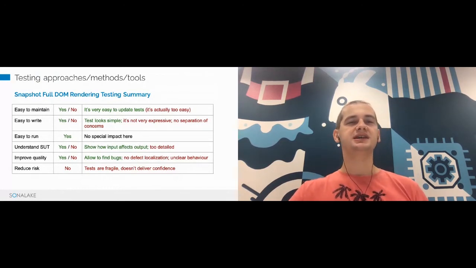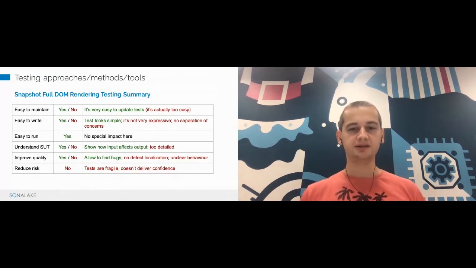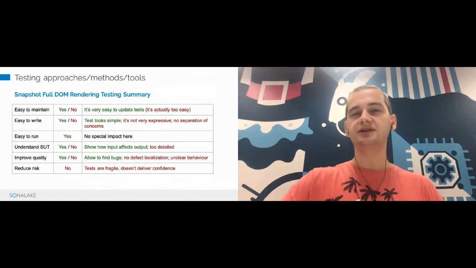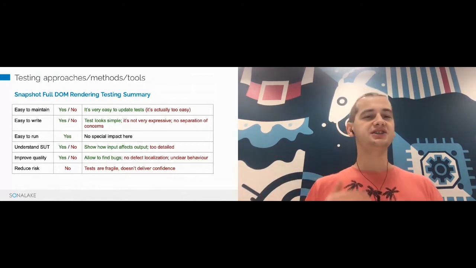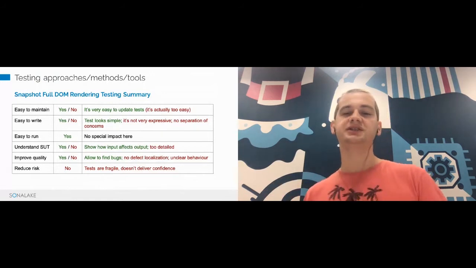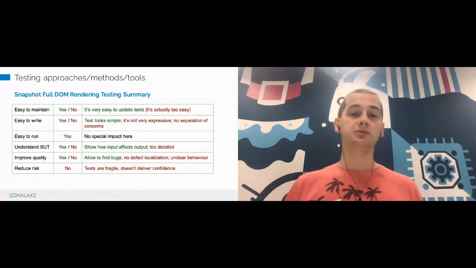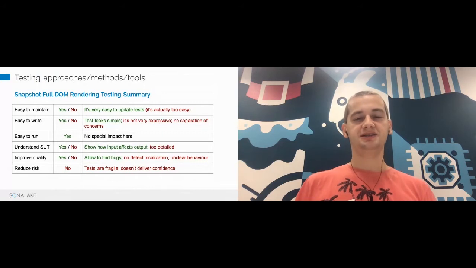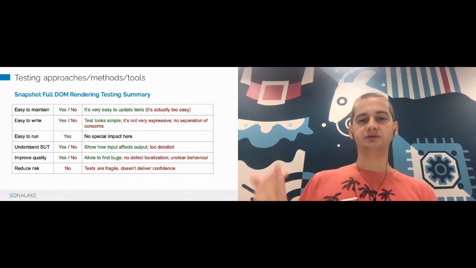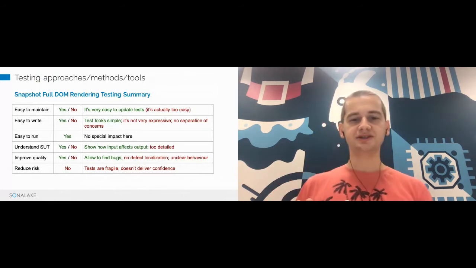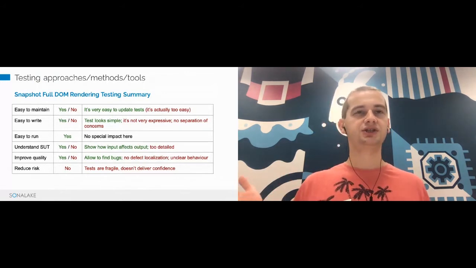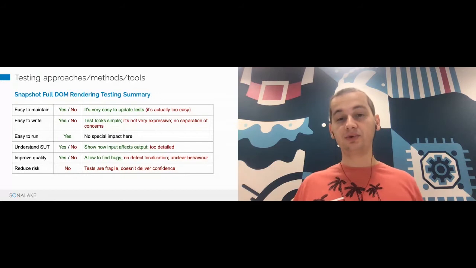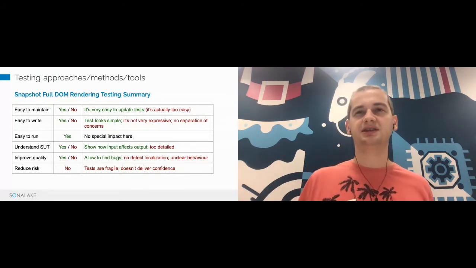Understanding the system under test. Well, yes, it gives me a result of how my component will look. However, for me, it's hard to read and hard to understand. So it's actually not very helpful because of too many details. Improve quality. Well, yes, it allows finding bugs. As you've seen, I can easily find the bug. However, there is no defect localization because it just shows everything. So I'm not able to find where exactly it fails. I can get the report of impact on the system, but not where it's broken.